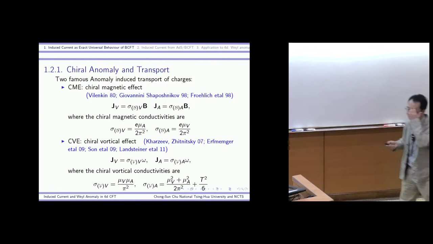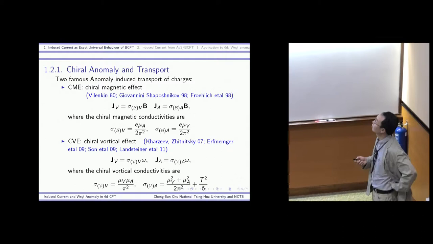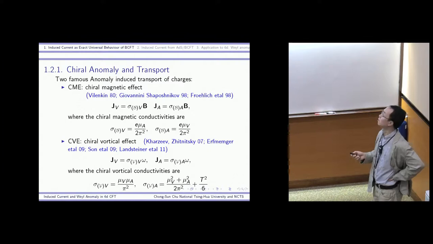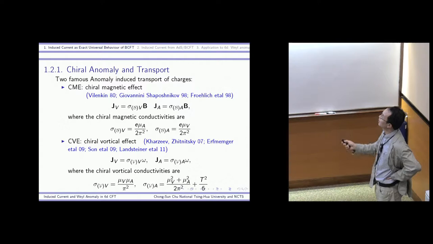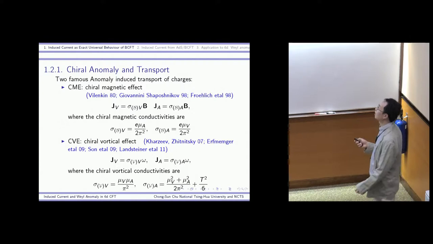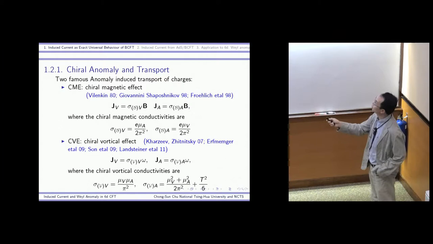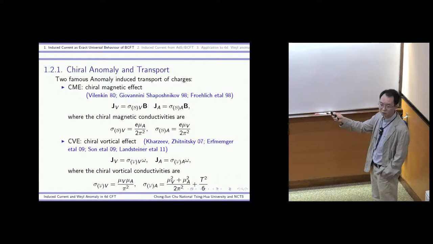Now I want to go to the current. What kind of anomaly-induced current phenomena have people known? Let me give an example here. There are two quite famous examples of anomaly-induced transport phenomena in nature. One is called the CME, the chiral magnetic effect. In the presence of a chiral anomaly, the standard gamma 5 anomaly, the sending of a magnetic field will induce a vector current and an axial current with a coefficient determined in this way, where mu is the chemical potential. This is the left minus right, and this is the left plus right combination of the chemical potential.